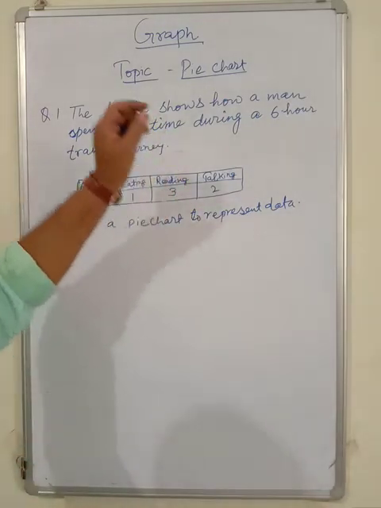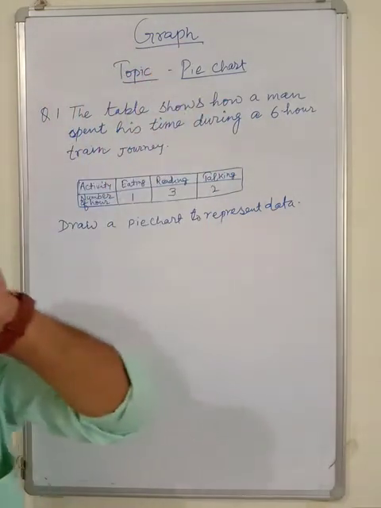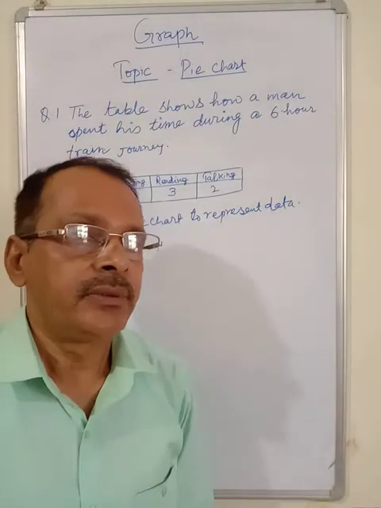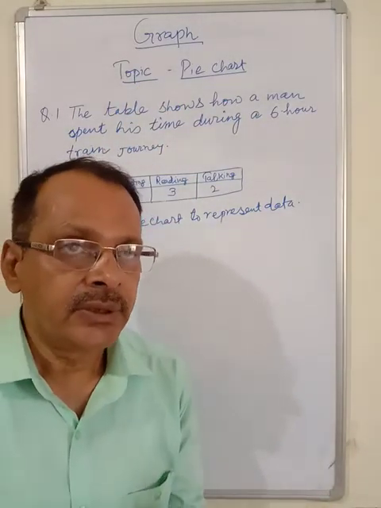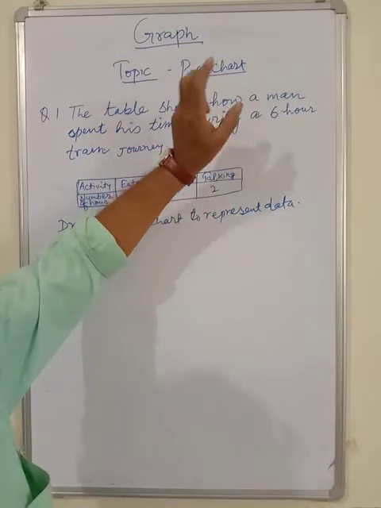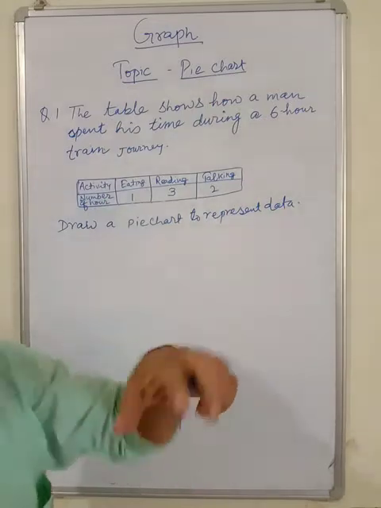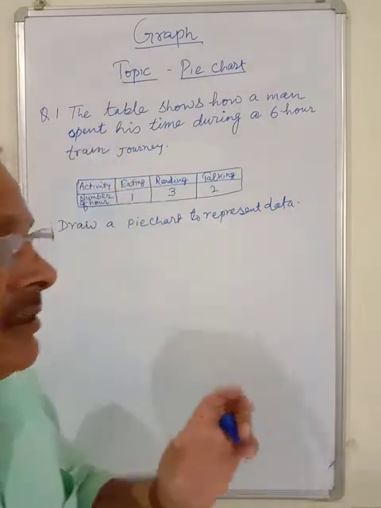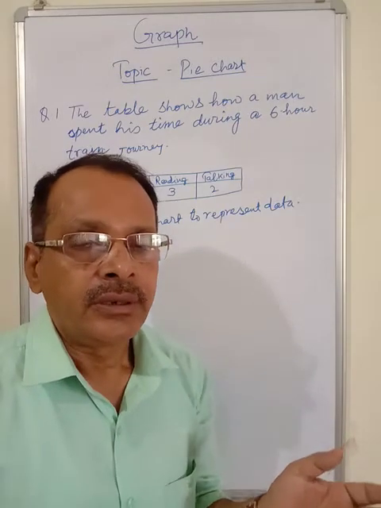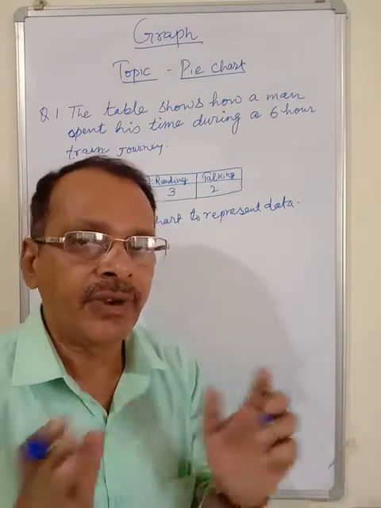Today I am going to teach you graph. In graph, there are different types of graph. One of them is the pie chart. How will you make a pie chart? See children, very easy. Don't be confused. Try to understand and then find out.